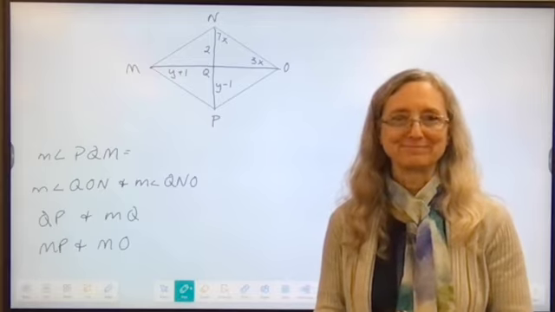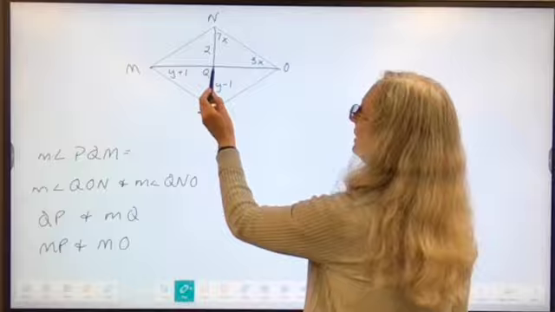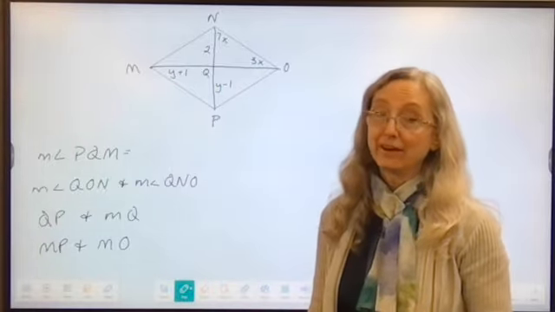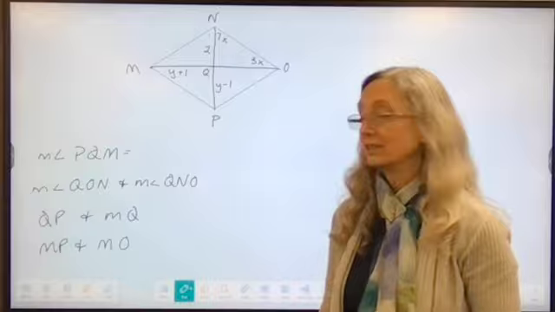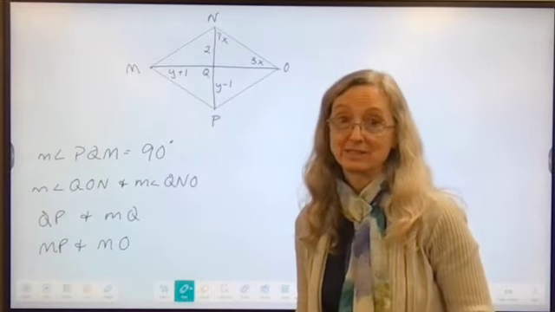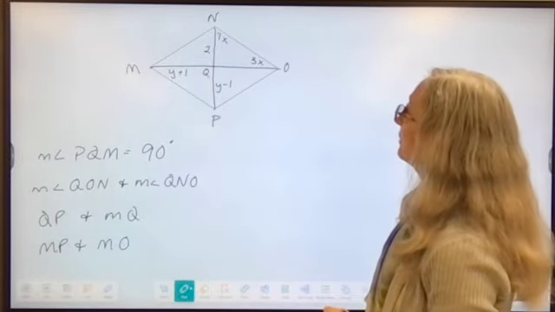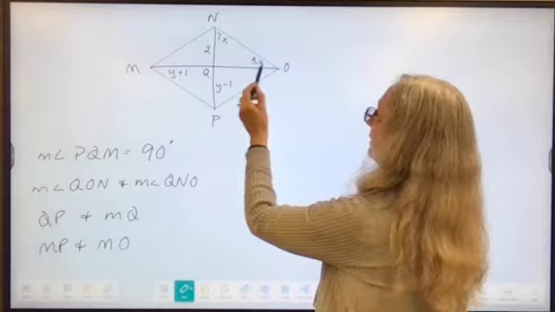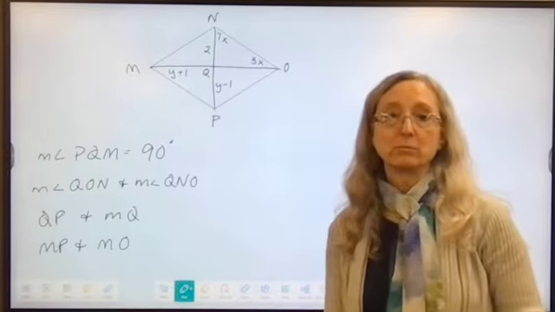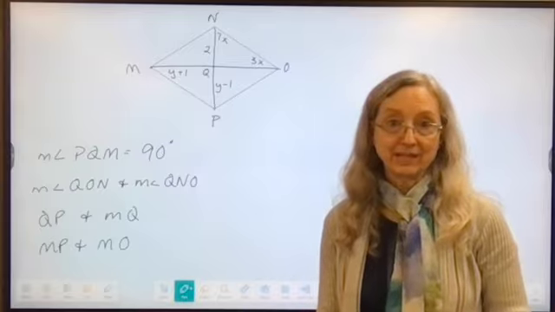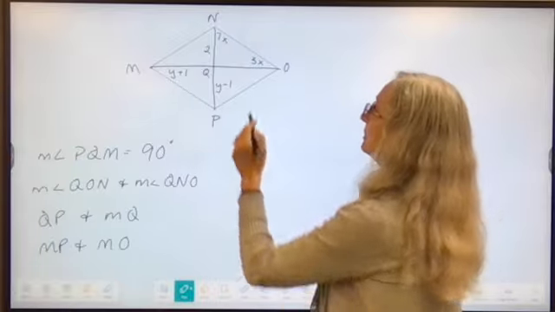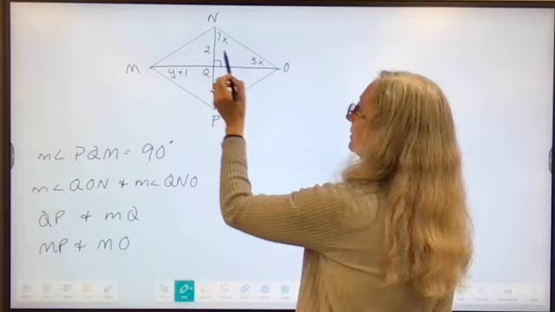Okay, the first one is the measure of angle PQM. This is a rhombus. Therefore, the diagonals are perpendicular. So hopefully you got that that was 90 degrees. All right, now I want to find QON, this angle, and QNO, which is this angle, labeled 3x and 7x. How do I find those? The secret is remembering that this is a right triangle.